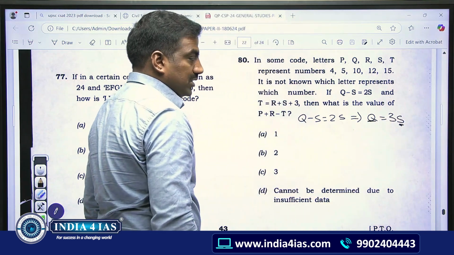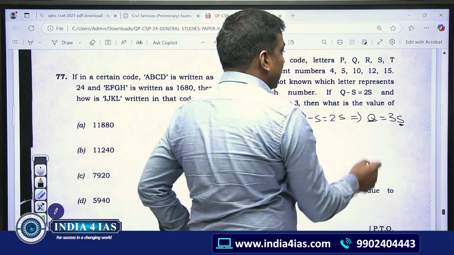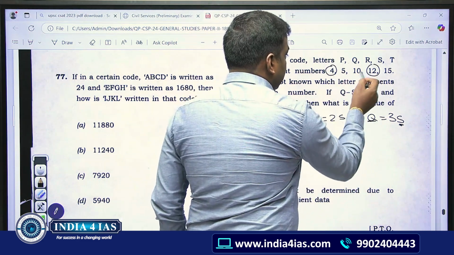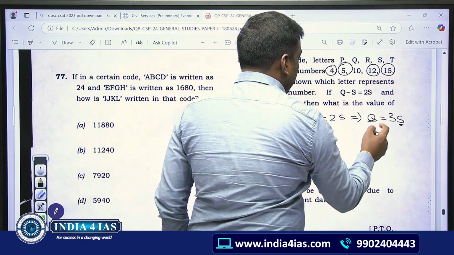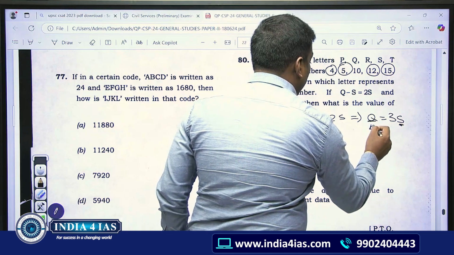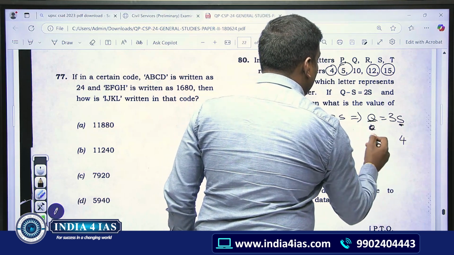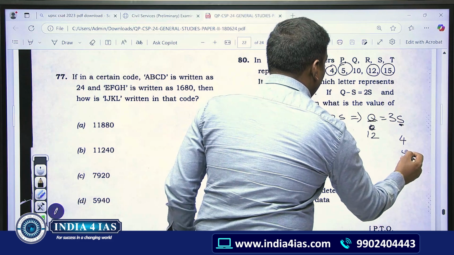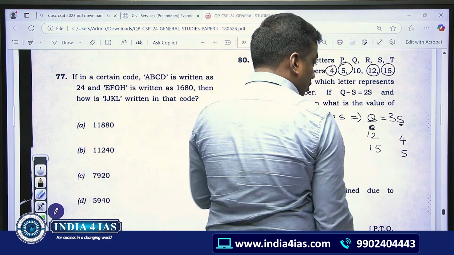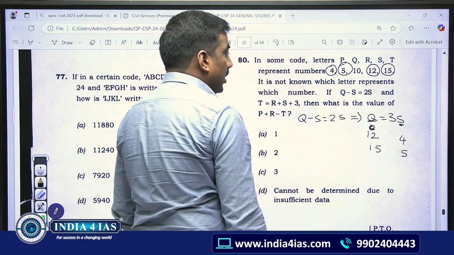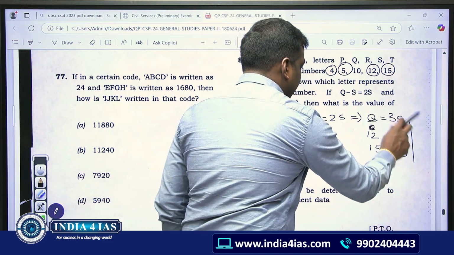So what all are the possibilities? One number is 3 times the other number. See, 4 3s are 12 is there, 5 3s are 15 is there. So if S is 4, Q will be 12. If S is 5, Q will be 15. So these are the 2 values that are possible for Q and S. Let us hold this thing here only.